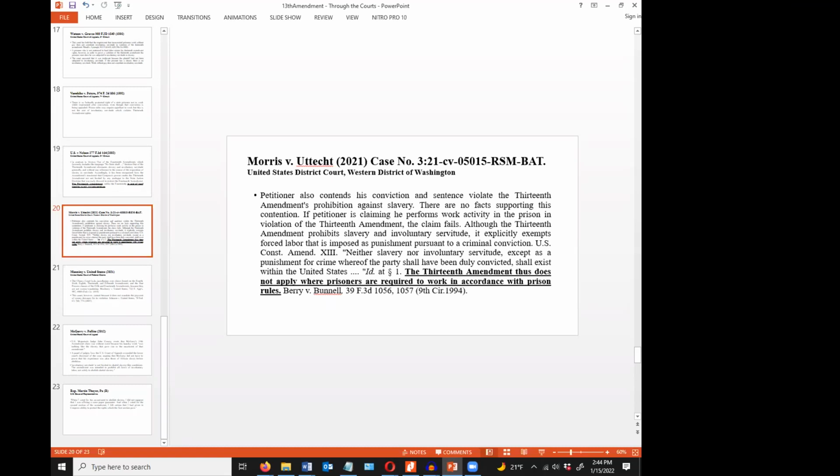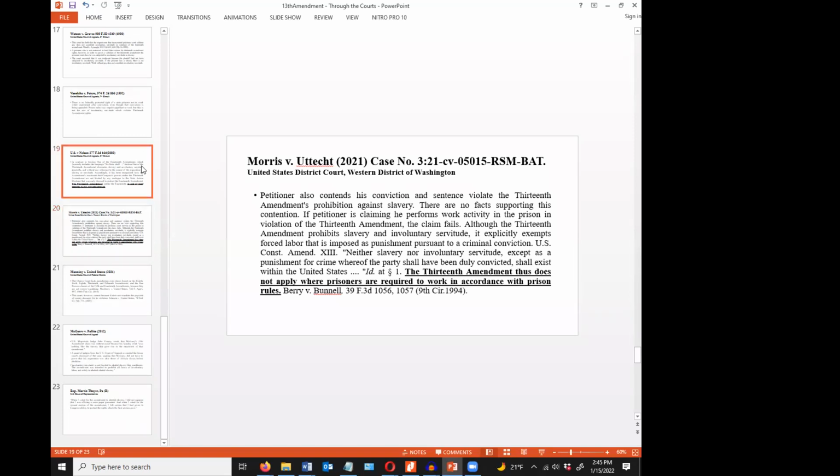There's one thing that I see here that is very clear: contrary to popular belief all across the country and worldwide, the 13th Amendment provides no protection versus the state. Yes, absolutely. And here's another case.